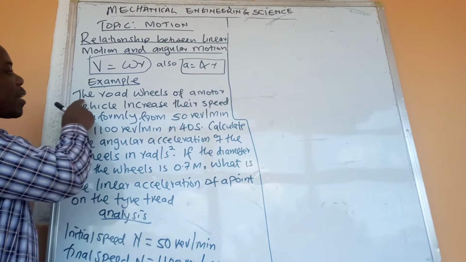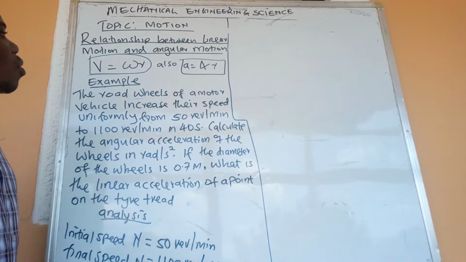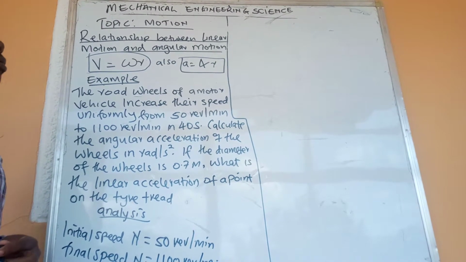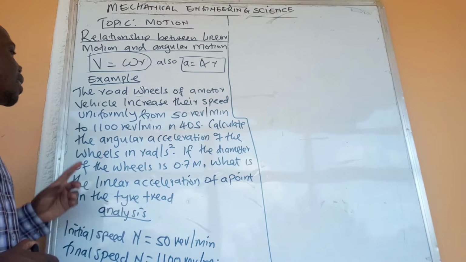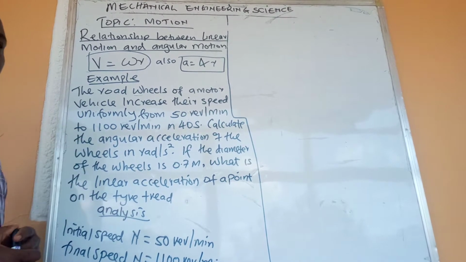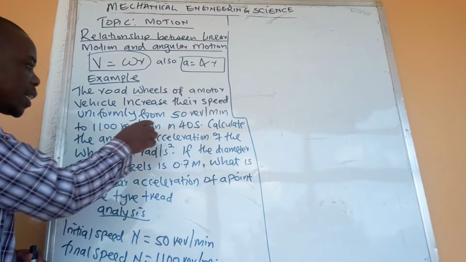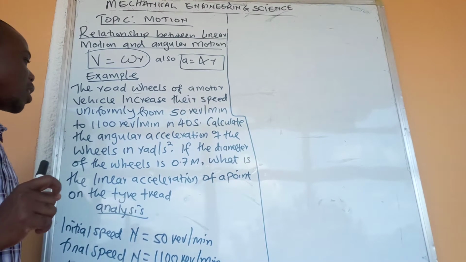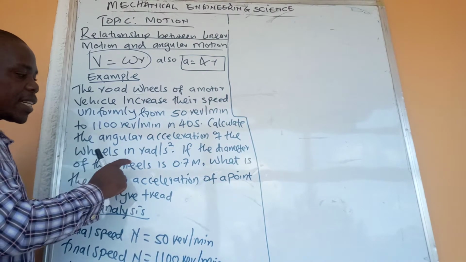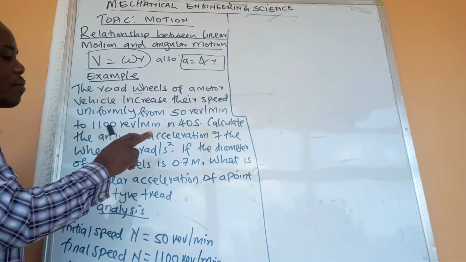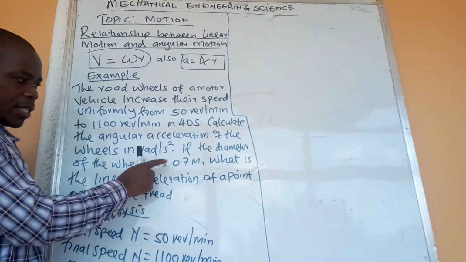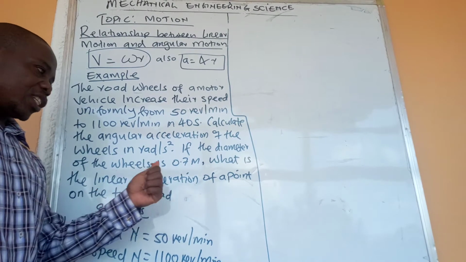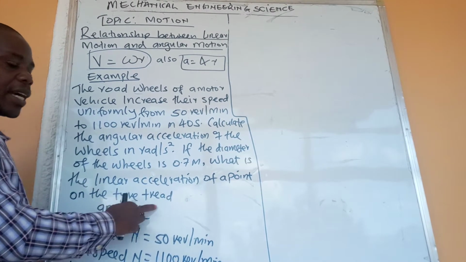For example, if you are given that the road wheels of a motor vehicle increase the speed uniformly from 50 revolutions per minute to 1,100 revolutions per minute in 40 seconds, calculate the angular acceleration of the wheels in radians per second squared if the diameter of the wheels is 0.7 meters. What is the linear acceleration of a point on the tire tread?